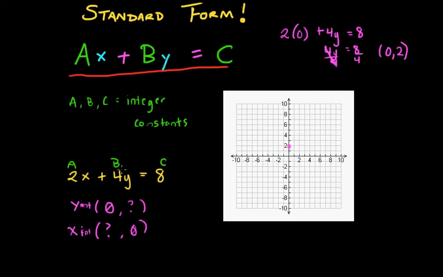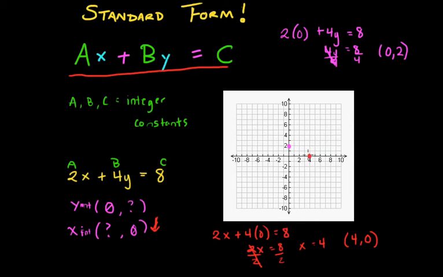(0, 2) right there. Now to find the x-intercept, I'm replacing y with 0, and then I'll find out what x is. So we've got 2x plus 4 times 0 equals 8. Well, 4 times 0 is just 0, so I've got 2x equals 8. Divide both sides by 2, and x is equal to 4. So the x-intercept is at (4, 0). That's the point where my line will cross the x-axis, and that is right here.